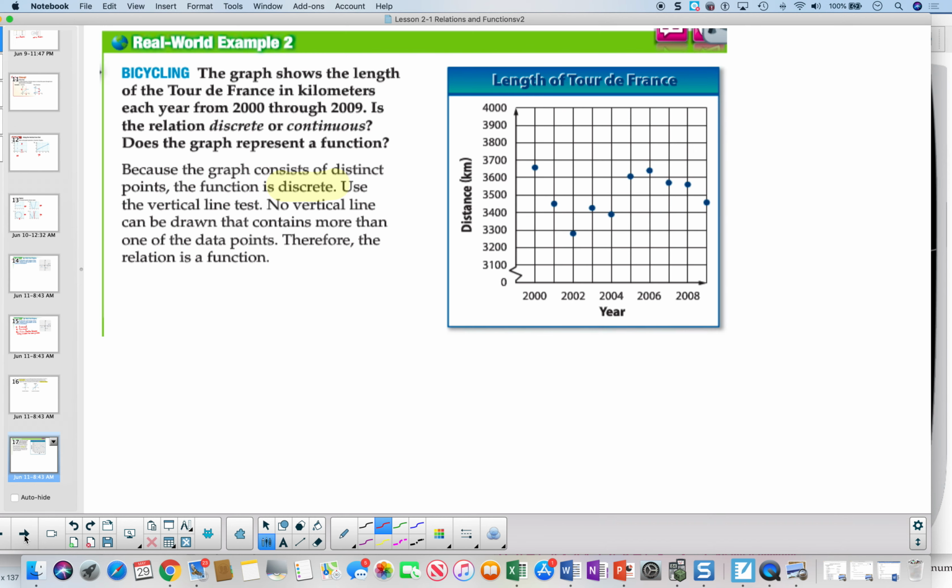Sometimes in problems we have what we call a discrete relation. This graph shows the length of the Tour de France in kilometers each year from 2000 to 2009. We call this discrete because there are no values between 2000 and 2001. This is also a function because it passes the vertical line test.